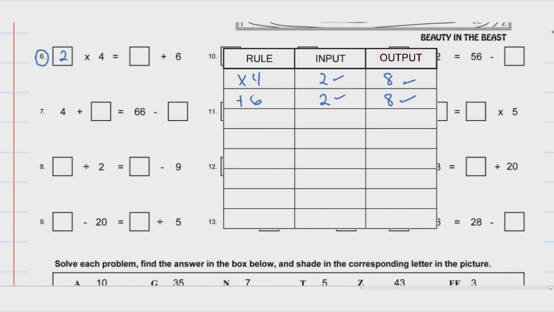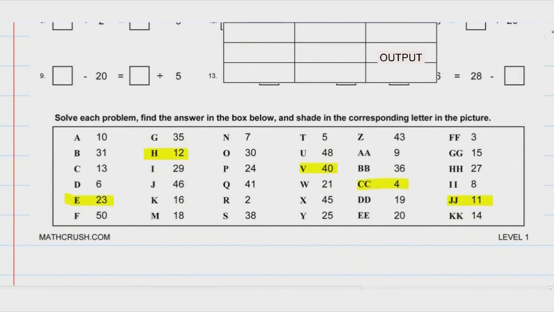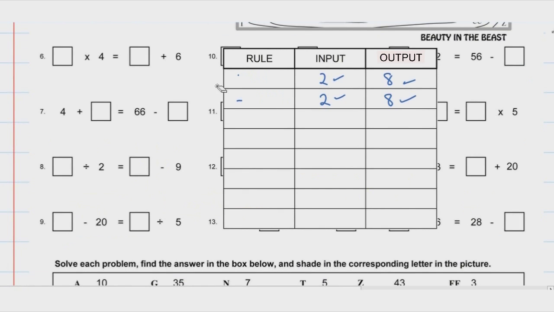So we put 2 in the box, and we come down here to our other box, and we find 2. 2 is R, and we mark R right there. Let me clean this up.